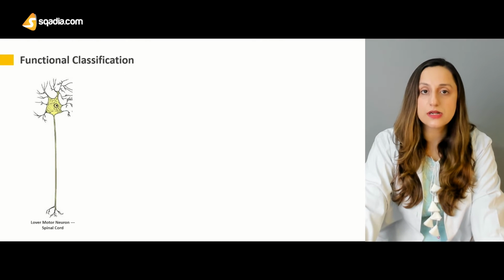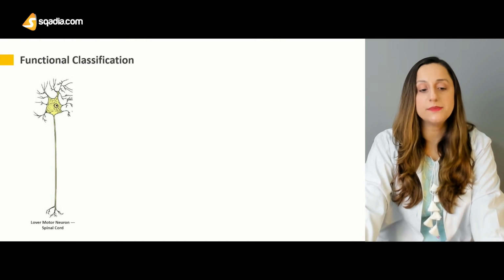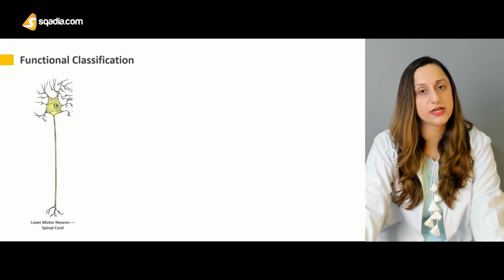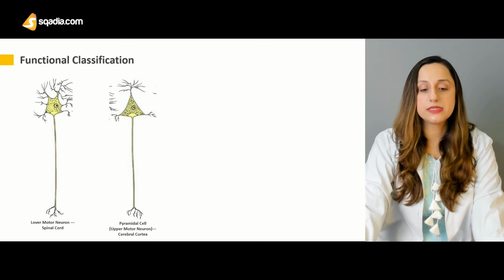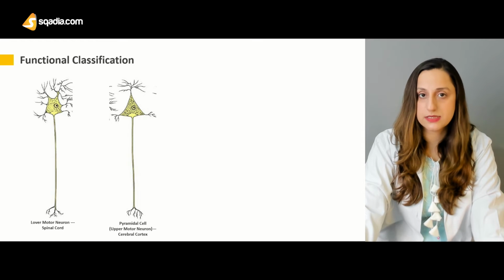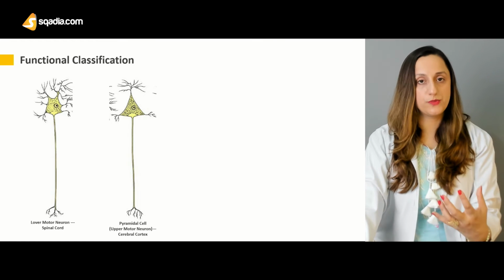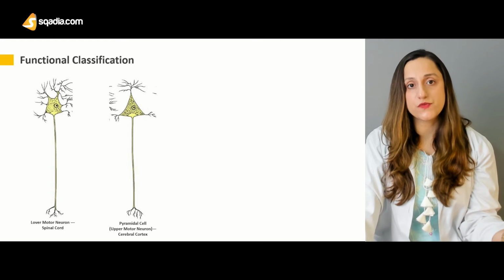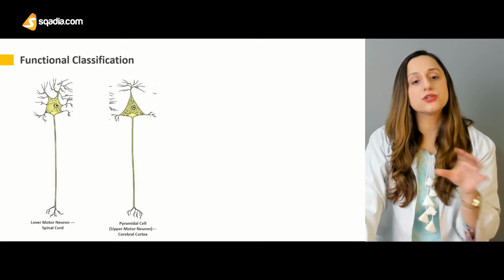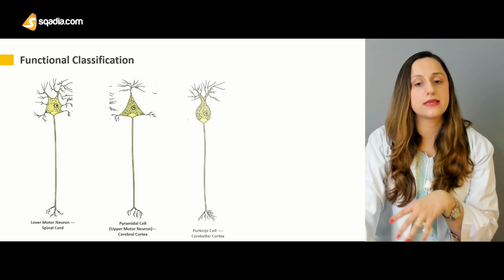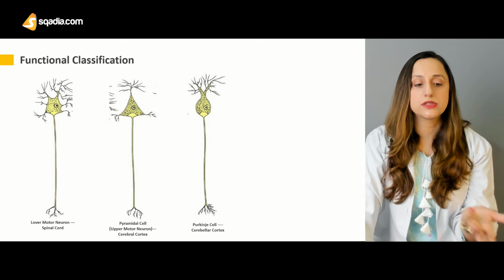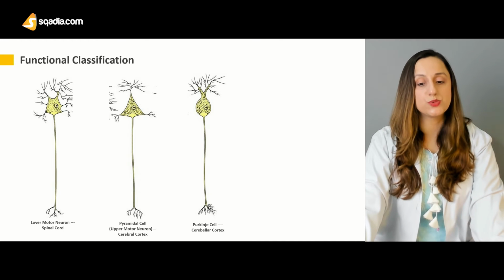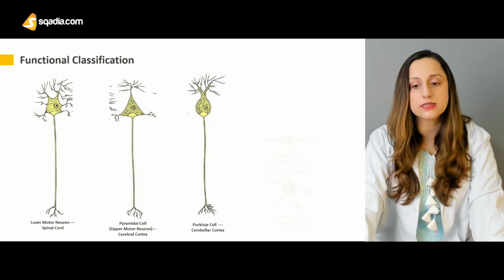Then we have a functional classification. So it can be a lower motor neuron, in which the messages are being carried from the spinal cord to the effector organ. It can be a pyramidal cell neuron, which is just present in the cerebral cortex and is responsible for relaying information within the cortex. So it doesn't take information from the cortex to the outer regions. It is just present inside, and its axonal length is not that long compared to the lower motor neurons. Then we have the Purkinje neurons, which are present in the cerebellar cortex.